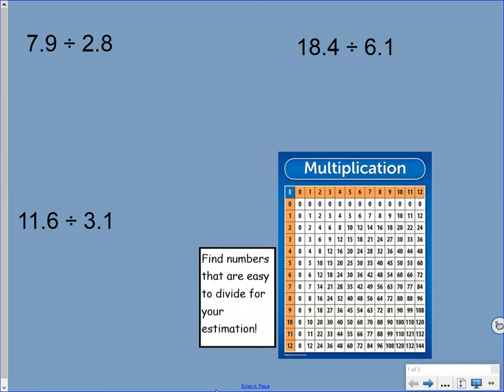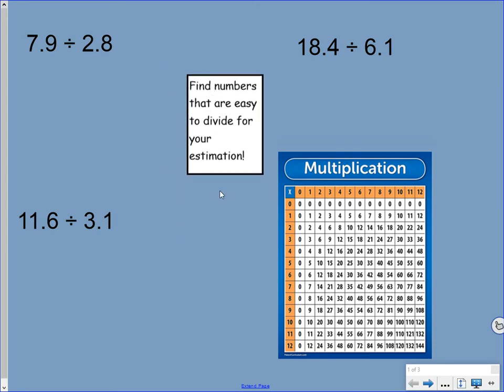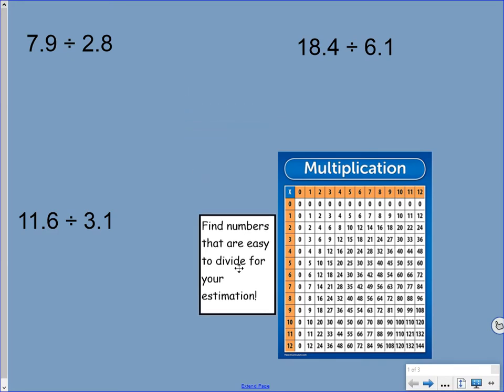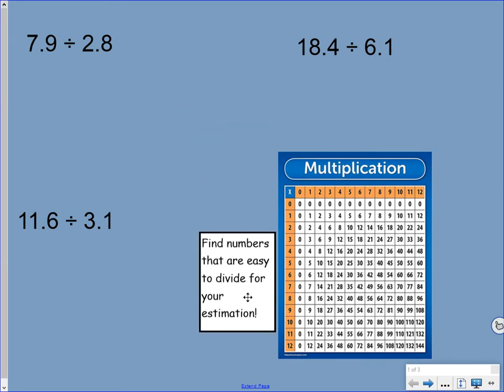All right, guys, today's lesson is all about estimating with decimals when we're dividing. And it's very similar to estimating when we were doing multiplication. But this time, we're going to find numbers that are easy to divide for our estimation. So in this case, that doesn't always mean that we will round perfectly and use that number. I'll show you what I mean.